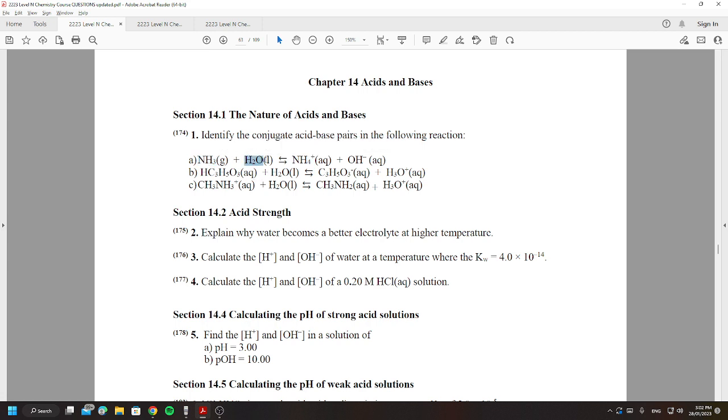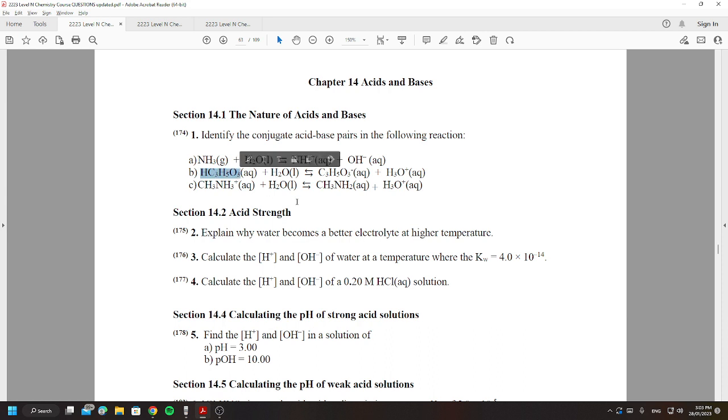H2O in this case becomes OH minus since it gave off a proton. And we know acids are proton donors. So we could say in this case H2O is an acid and OH minus is the conjugate base. Let's have a look at this question.